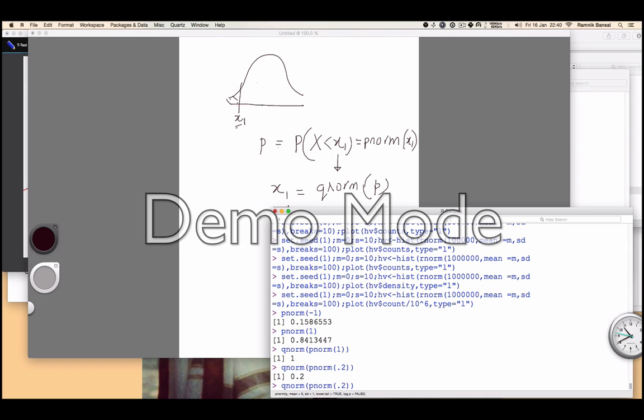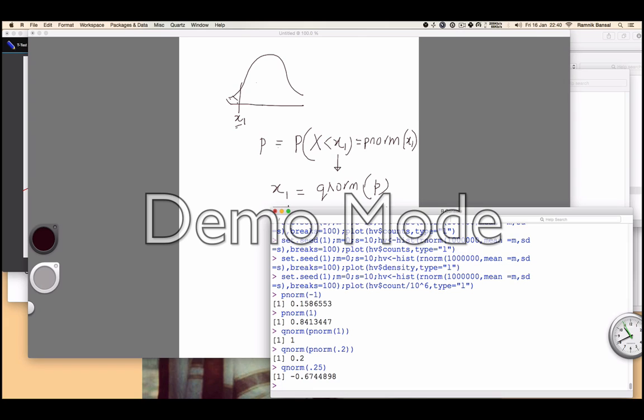So if I say Q norm of 0.15 to 0.25, I get a value which is minus 0.67.